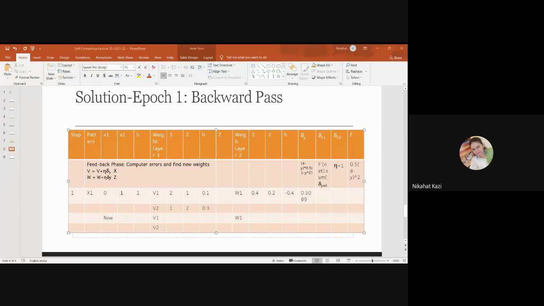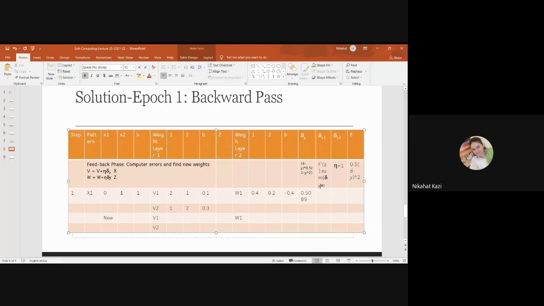Okay. Error signal for output layer is computed. Done. Now we need to compute the error signal for the hidden layer using the output layer error signal. So for the first neuron, if I go back to the diagram, first of all, what is the formula? The formula is f dash of z times the summation of delta y times w. Yes or no?